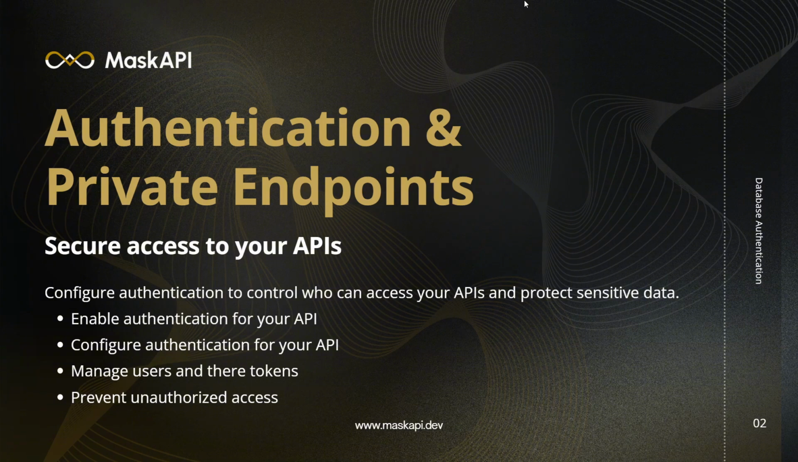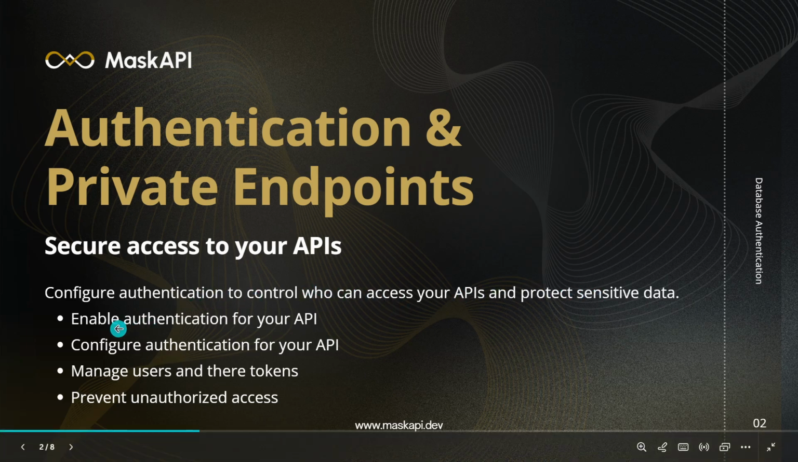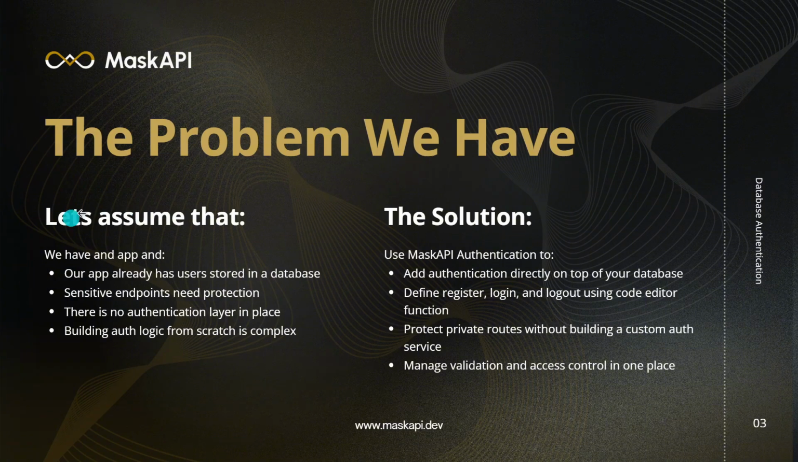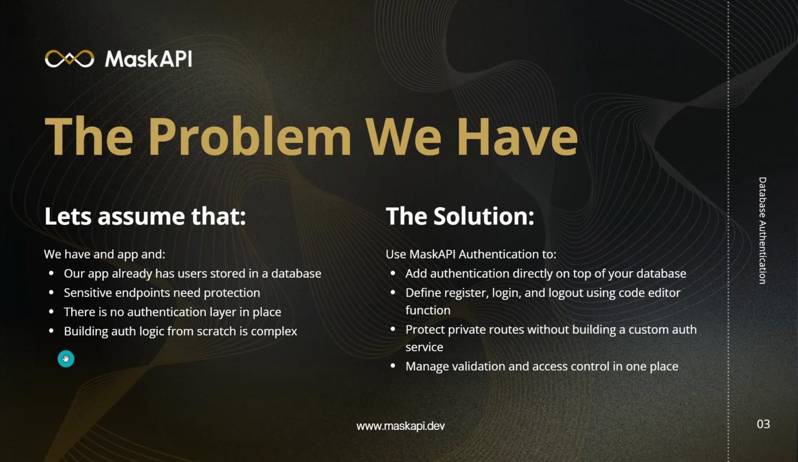For this, you can secure the access to your APIs by configuring authentication to control who can access your APIs and protect sensitive data. You can enable authentication for your API, configure it, and manage users and their tokens. Prevent unauthorized access. The problem: let's assume that we have an app that already has users stored in it, the sensitive endpoints need protection, there is no authentication layer in place, and building auth logic from scratch is complex.